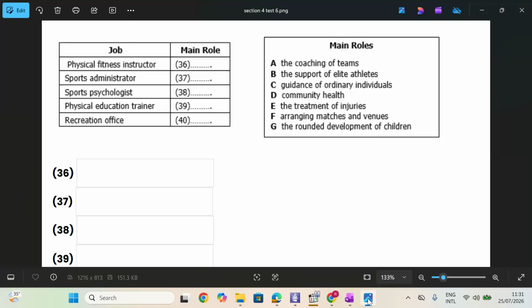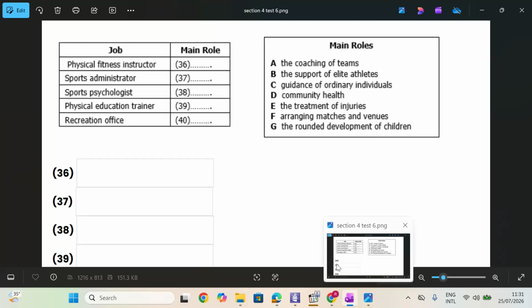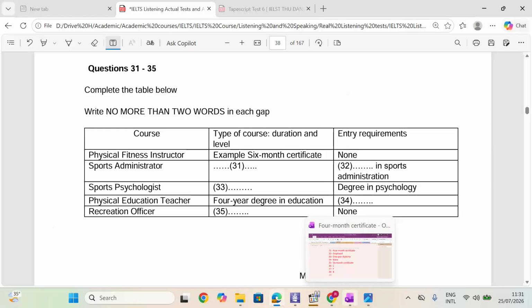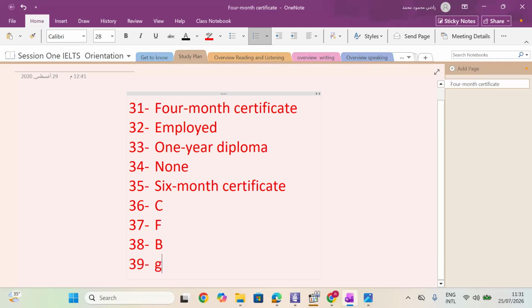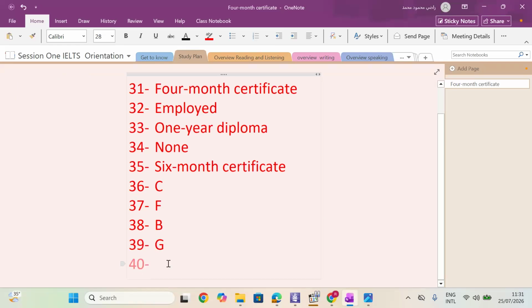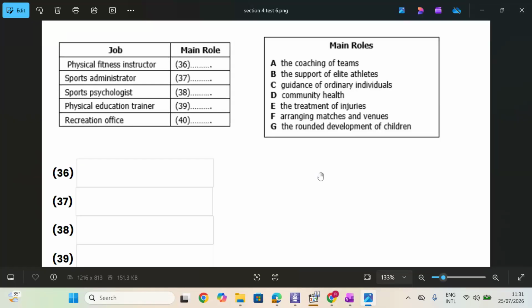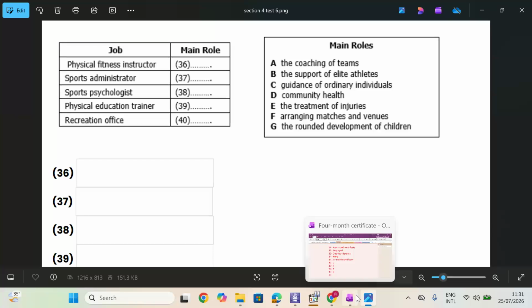What about physical education trainer? I think the rounded development of children. Yes, correct. The rounded development of children, which is letter G. And what about the last one? Recreation officer. I think the community health. The community health. It's related to the health of people and society and the club. So it's related to community health, which is letter D. How to grow healthy. Yes.